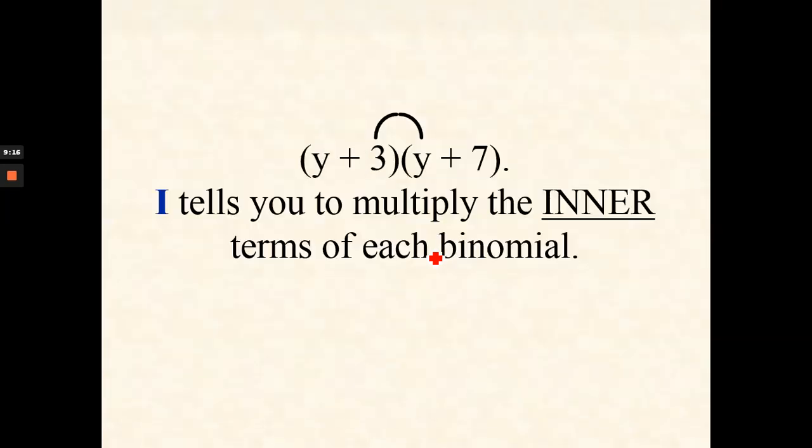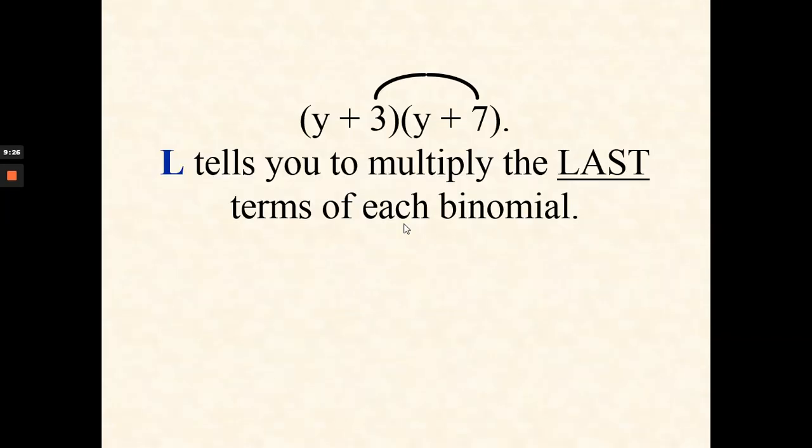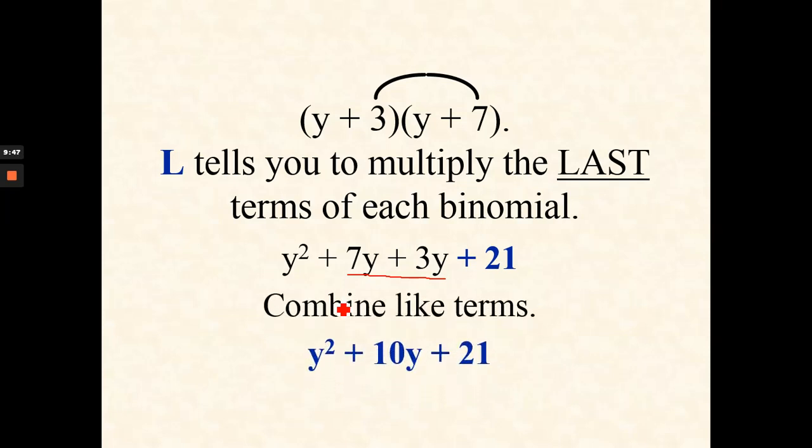Then next, we have I stands for inner. 3 times y, and that is 3y. And L stands for the last terms of each binomial. We have 3 times 7, that is equal to 21. And then after that, try to look if we can combine similar terms. 7y and 3y. So you now have y squared plus 7y plus 3y, that is 10y plus 21.